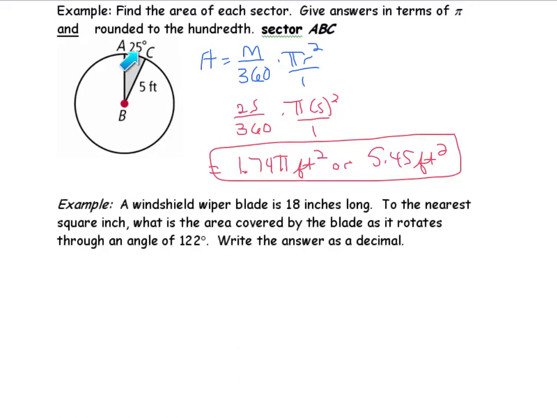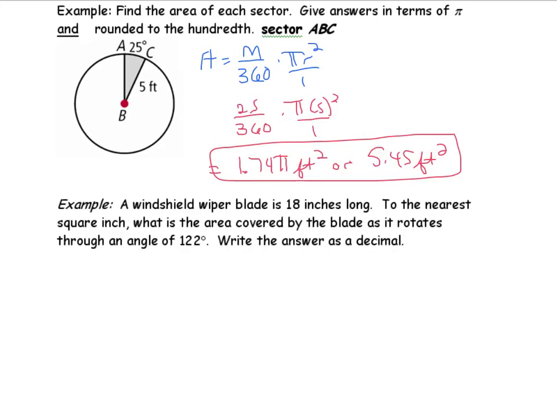All right, so my degree is 25. That's there. My radius is 5. That's there. So you take 5 squared, which is 25. So 25 times 25, and divide it by 360. That gives you 1.74, and then your pi. And then to the nearest hundredth, you multiply through by the pi, you get 5.45 feet squared.